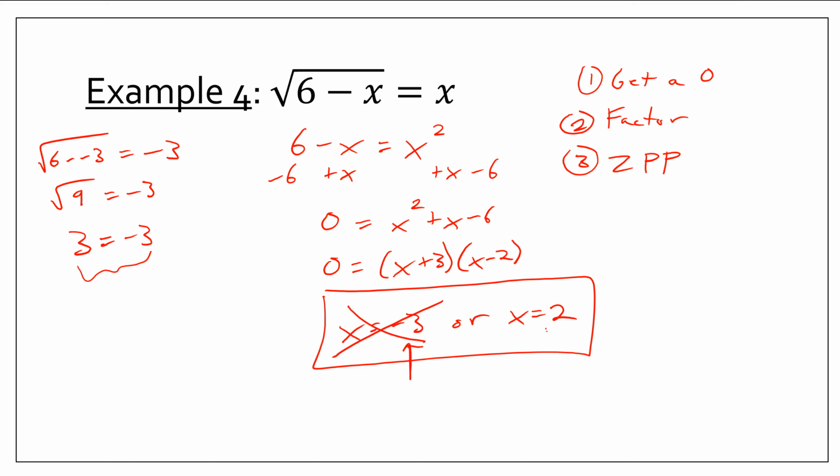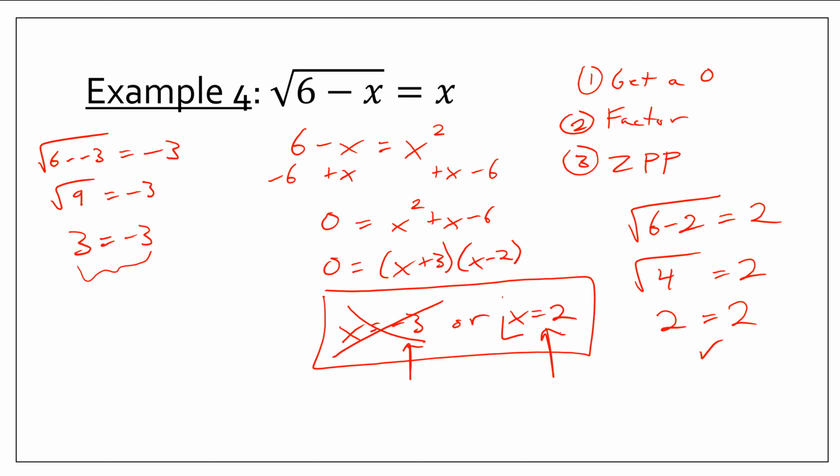Okay, so we still need to check the other options. So let's see what happens when we plug 2 in. If I have the square root of 6 minus 2, that'd be the square root of 4. And the square root of 4 is 2. So this one does work. So here's an example of a problem where the one answer, because of the negative, actually doesn't work. So I only end up having one answer here.